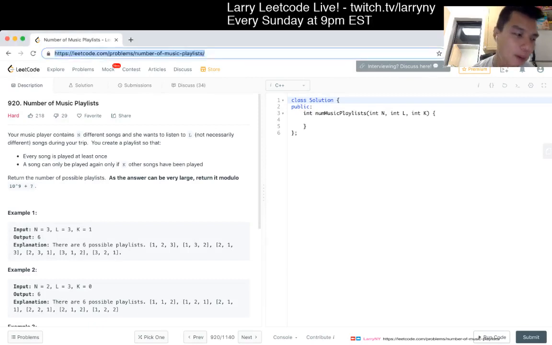So this is a hard problem. 920. Number of music playlists. Your music player contains N different songs and she wants to listen to L, not necessarily different, songs during your trip. You create a playlist so that every song is played at least once. A song can only be played again if K other songs have been played. Return the number of possible playlists. As the answer can be very large, return it mod 10 to the 9 plus 7.